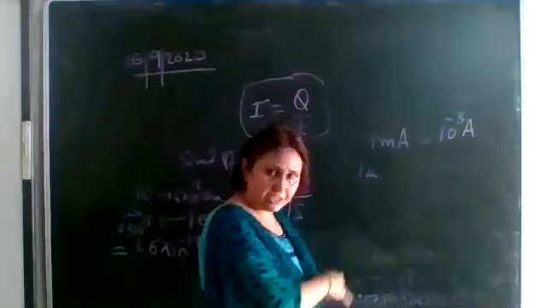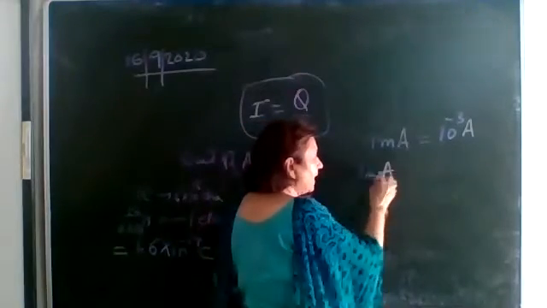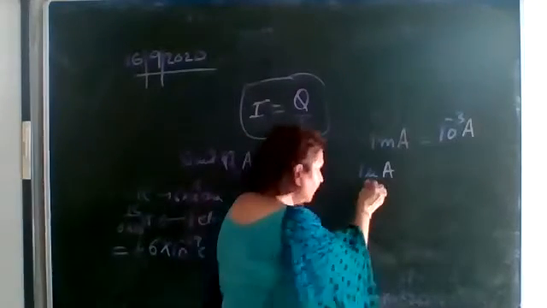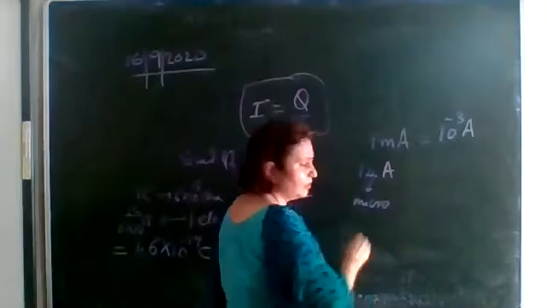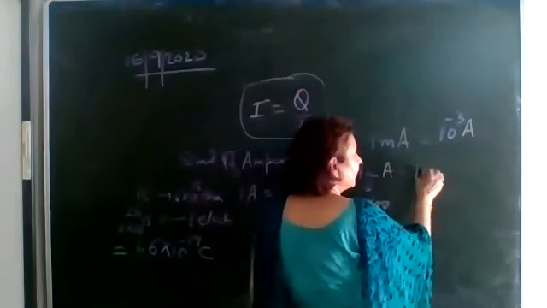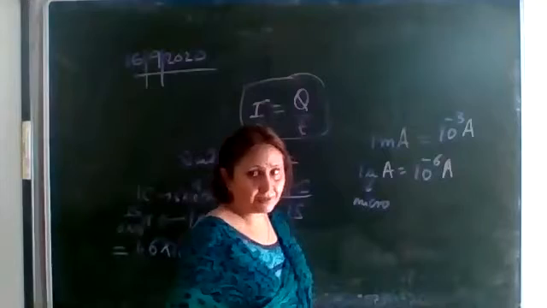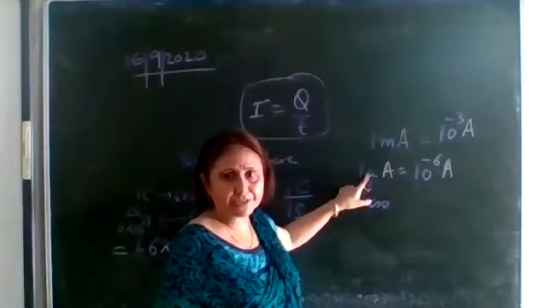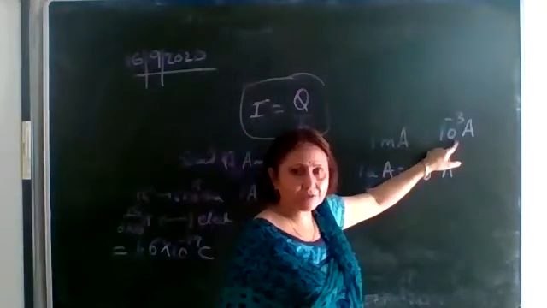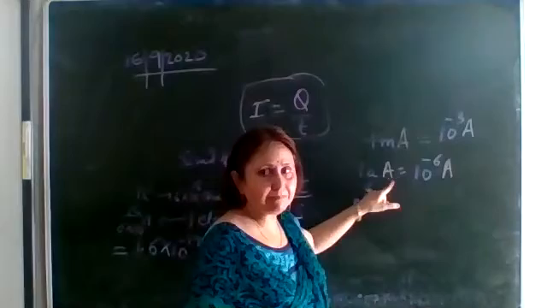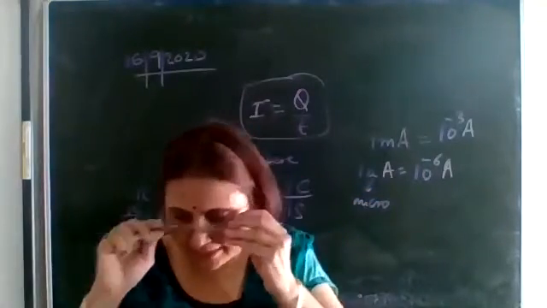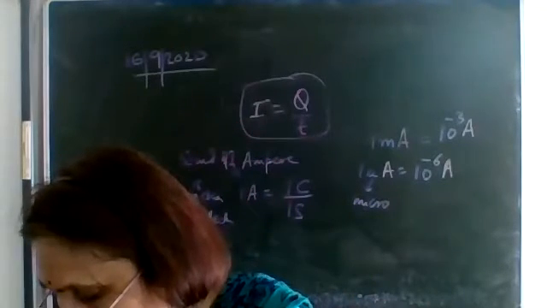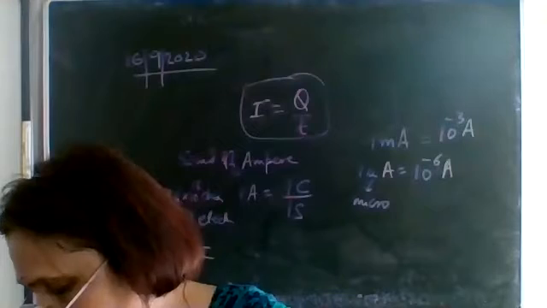And if even smaller units are required, we use microampere. Here this mu is represented for micro. 1 microampere is equal to 10 raised to the power minus 6 ampere. So milli we denote by small m, micro we denote by mu. 1 milliampere is equal to 10 raised to the power minus 3 ampere, whereas 1 microampere is equal to 10 raised to the power minus 6 ampere. So if the current is very small, we have to use these smaller units. An instrument called ammeter measures the electric current in the circuit.